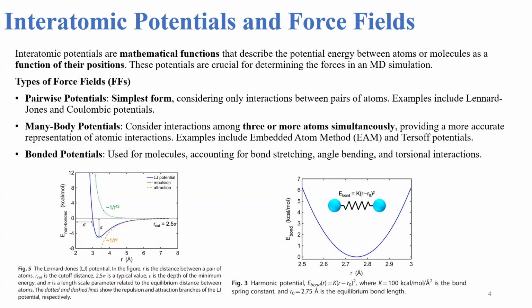And it can provide more accurate representation of atomic interaction. So some of the examples are embedded atom method, EAM, modified embedded atom method, MEAM, Tersoff potentials, and so on. And there could also be bonded potentials and non-bonded potentials, potentials which use angle, torsion, and some which do not, and so on. So luckily, there is a lot of documentation about these potentials, and we will talk about some of them briefly in this module.